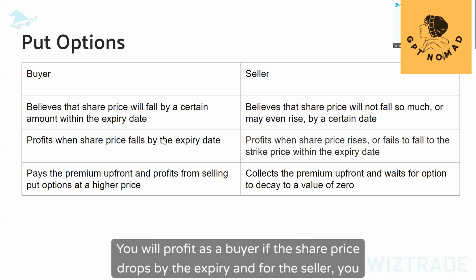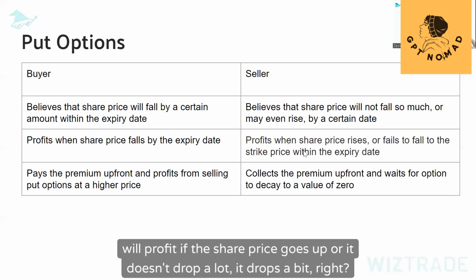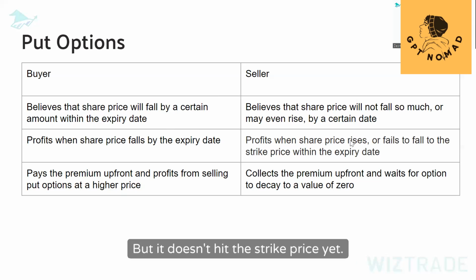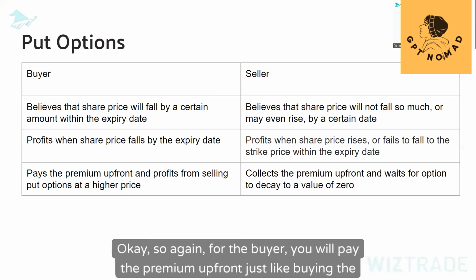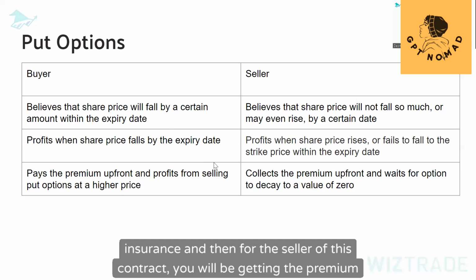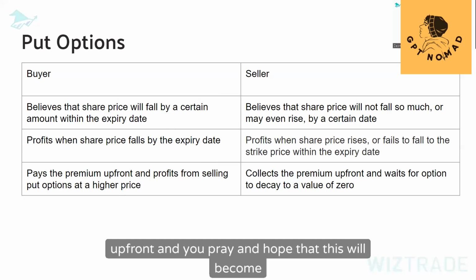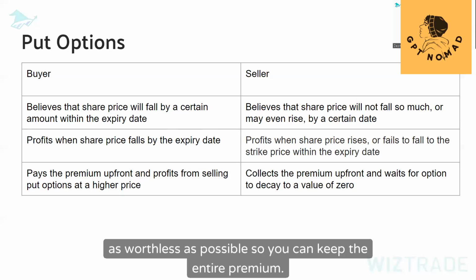The option protects against the drop in value. For the seller, you profit if the price doesn't drop much, right? So you will keep this premium. For the buyer, you will pay the premium upfront as the cost of the protection. And for the seller of this contract, you will be getting the premium upfront when you create the contract. You want it to become as worthless as possible.